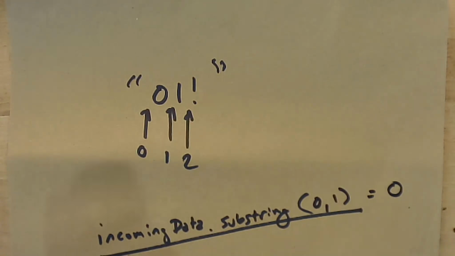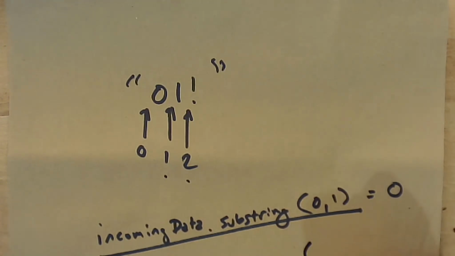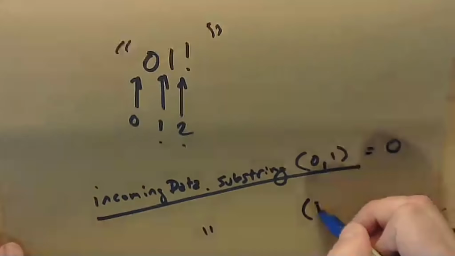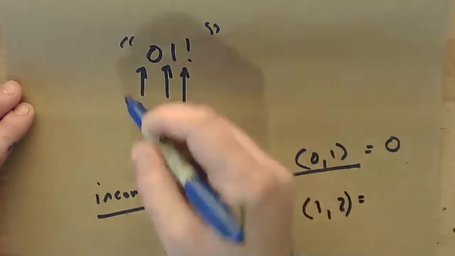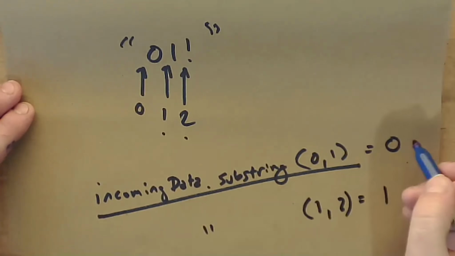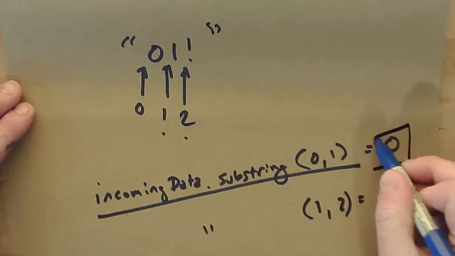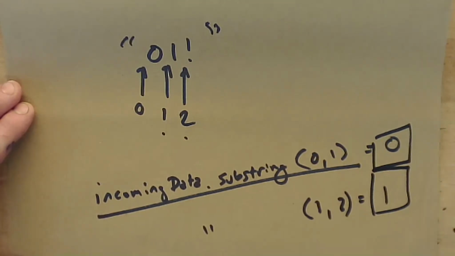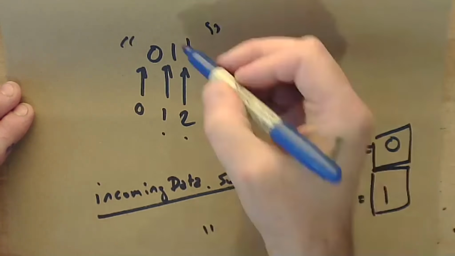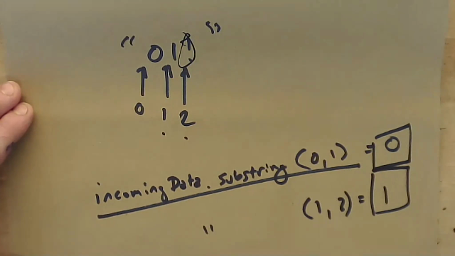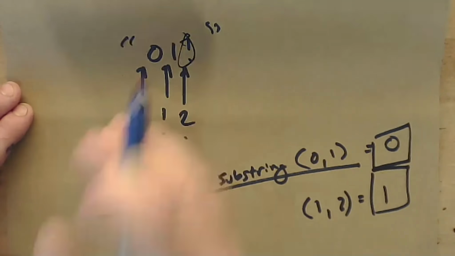equals 0. For our second substring, we're going to have it go between positions 1 and 2. So incoming data substring 1 and 2, in this case, equals 1. So that means we have now successfully separated our two values that we're sending across. And we just don't do anything with our exclamation point. That's just there to signal the end of one message.